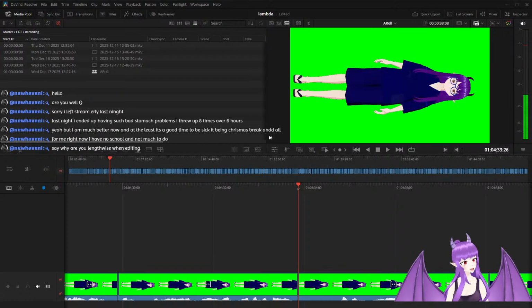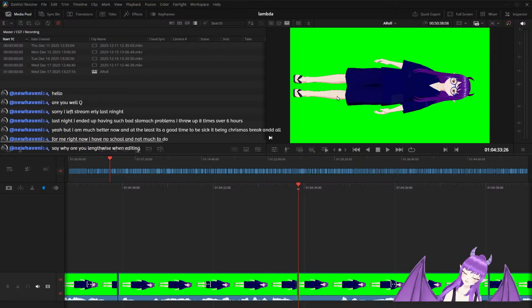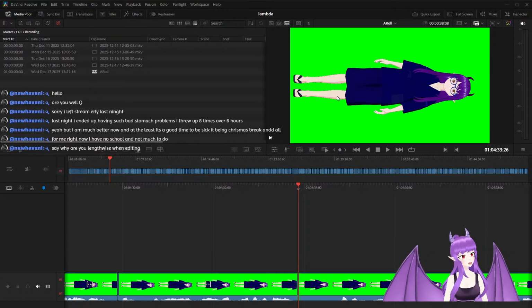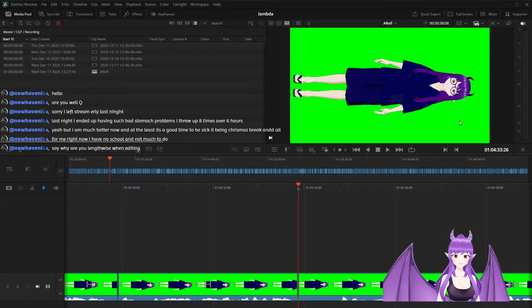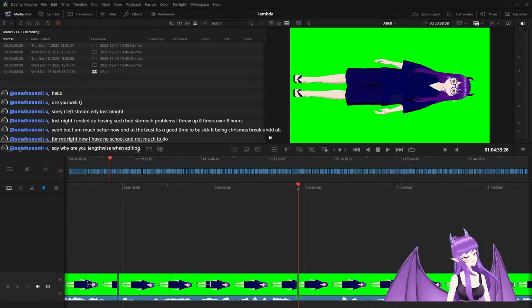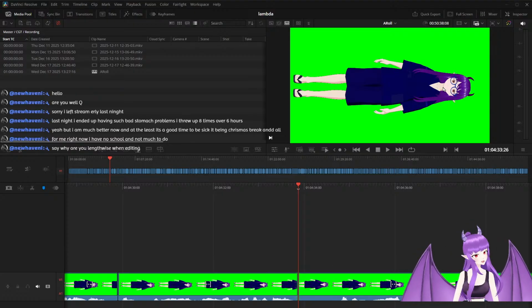Why am I lengthwise in the screen here? Good question. I record myself lengthwise because I can get my entire body into the capture software. Otherwise, if I did it vertically, I would have less resolution to play with, and there'd be a whole lot of empty space over here that would be useless. So it's a more efficient use of the screen when I'm capturing.